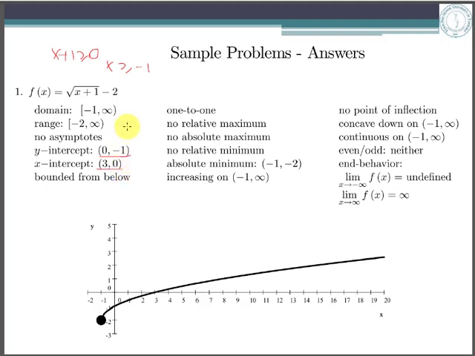So this is the x-intercept. Our function is bounded from below because we showed the range is from minus 2 till plus infinity. It means it's bounded from below. The least value is minus 2.